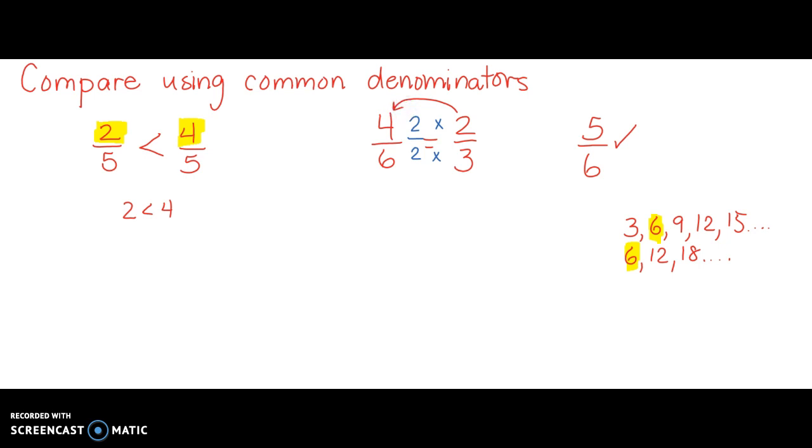And now because my denominators are the same, I can easily compare just like I did in the first example. Since 4 is less than 5, my numerator 4 is less than 5, I know that 4/6 is less than 5/6. And of course, since 4/6 is another name for 2/3, that means 2/3 is less than 5/6. Let's try another example.